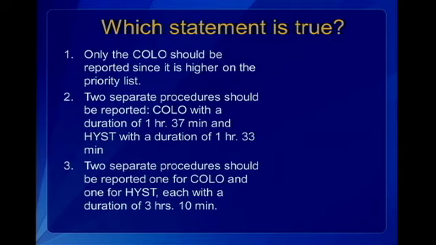Which statement is true? Number one, only the colo should be reported because it's higher on our priority list of risk of infection, which we're going to be getting to, but some of you are very familiar with that list. Which one has the highest risk of developing an SSI? Colo is higher than HIST. Number two, separate procedures should be reported, a colo with a duration time of 1 hour and 37 minutes and a HIST with a duration time of 1 hour and 33. Or number three, two separate procedures should be reported, one for colo and one for HIST, but each should have a duration time of 3 hours and 10 minutes. Which do you think is true? 1, 2, or 3?